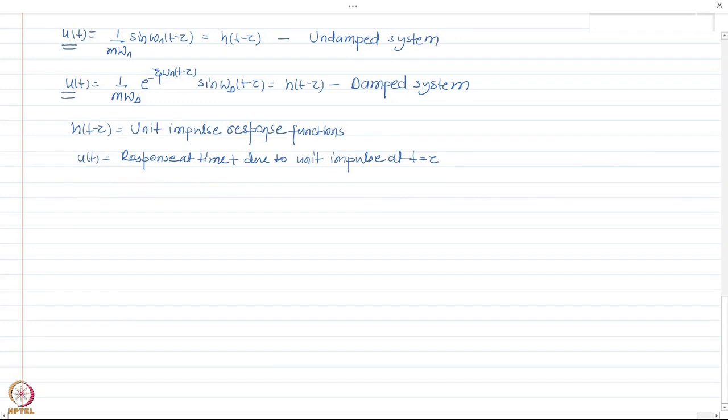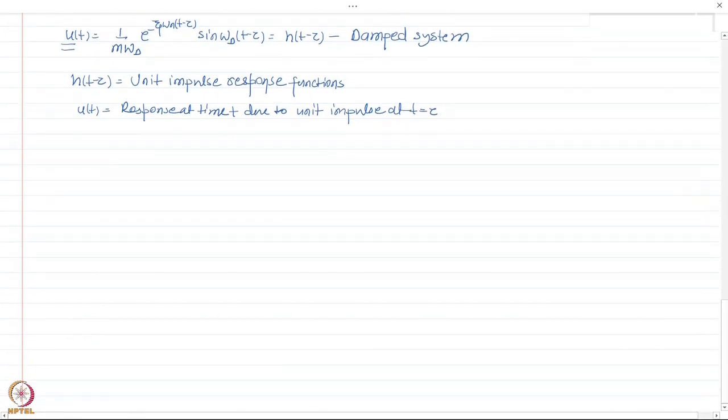Okay, now once we have that figured out, we know the response due to unit impulse. Now we can delve into finding the total response subject to the arbitrary excitation P of t, which is varying arbitrarily with time. So once you know h of t minus tau, the unit impulse response function, remember this is the response due to unit impulse.